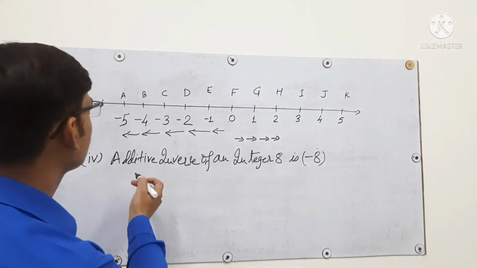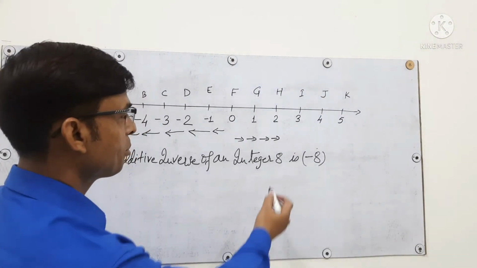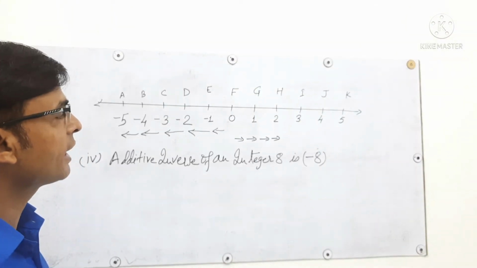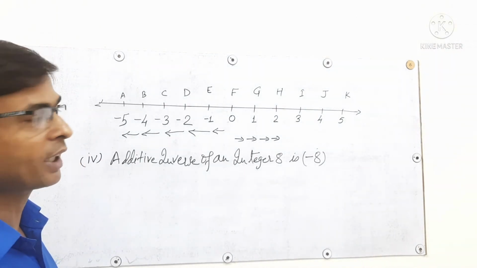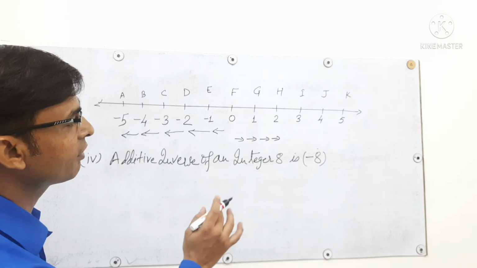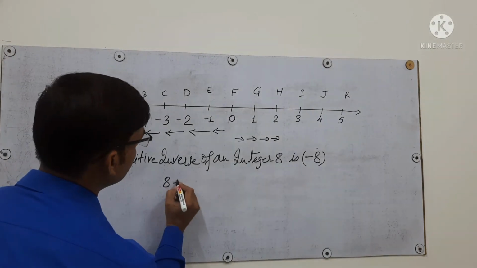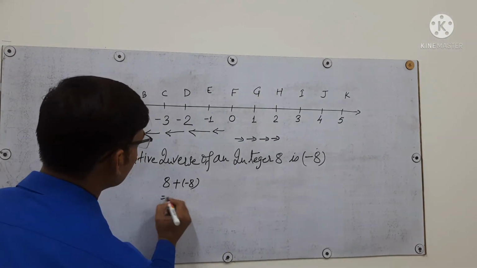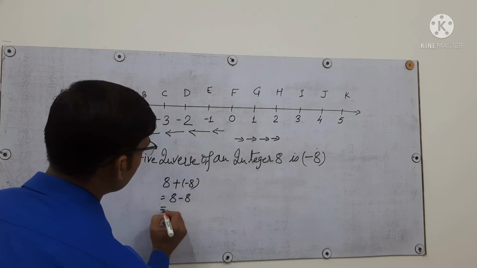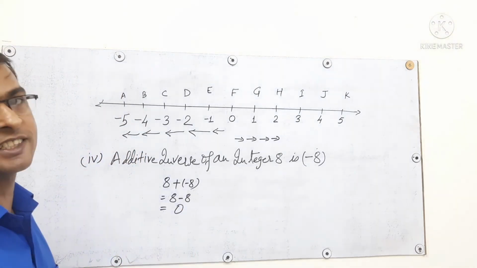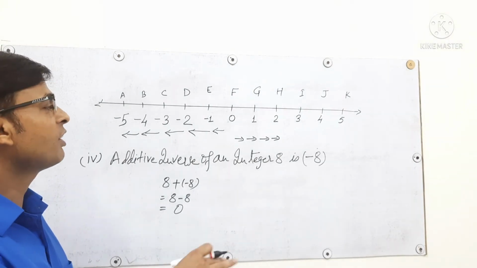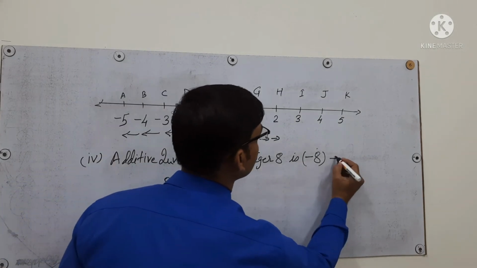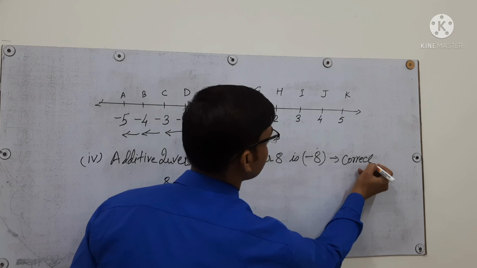Okay students, now here we have the question: the additive inverse of an integer 8 is minus 8. If any integer is given and we have to find the inverse of that integer, then we do a simple practice: we add both the numbers. Now here we will add 8 plus minus 8. Now what will be the answer? 8 minus 8, and it will be 0. And if the resultant is 0, then it means that the inverse of that number is correct. Okay, so the inverse of 8 is minus 8 and it will be correct. So this statement becomes correct.